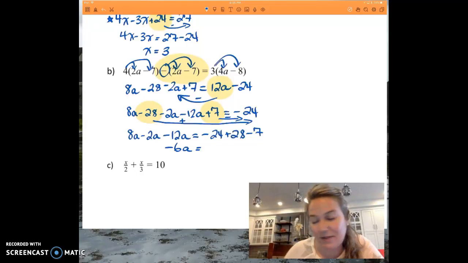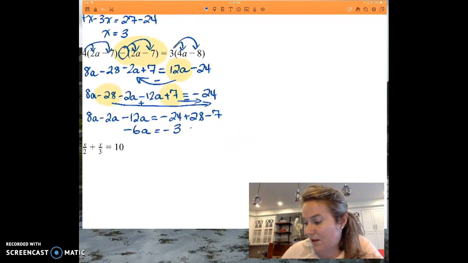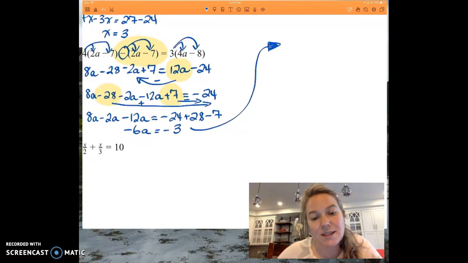Positive 4 minus 7 is negative 3. So now I'm not done yet. I'm going to move this over just a bit and bring my answer up here, and continue solving on the side. I still have this negative 6a equals minus 3.